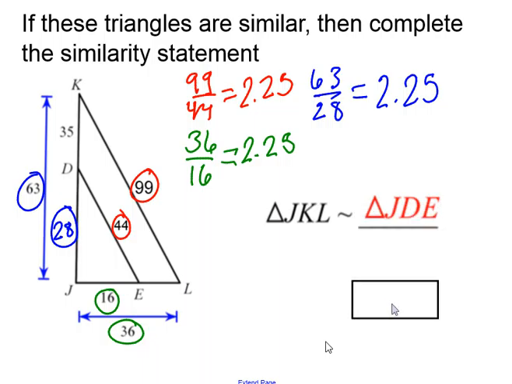So, yes, these two triangles, the bigger triangle and the smaller triangle inside of it, are similar because all sides are proportional. This is the way we would complete our similarity statement. J and J are corresponding, K and D correspond, and L and M correspond.